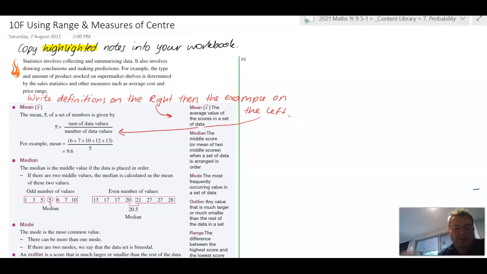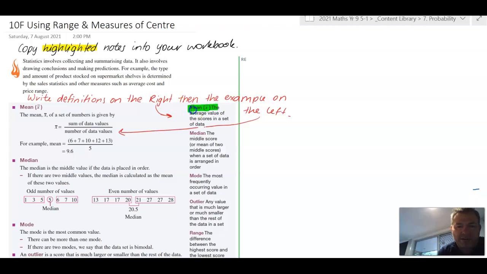Good morning, Year 9. This video is moving on from probability now, and we're looking at statistics. In particular, we're looking at analysing statistics. There are a couple of terms, some of which you'll already be familiar with, which I want to explain today. The first one is the mean.